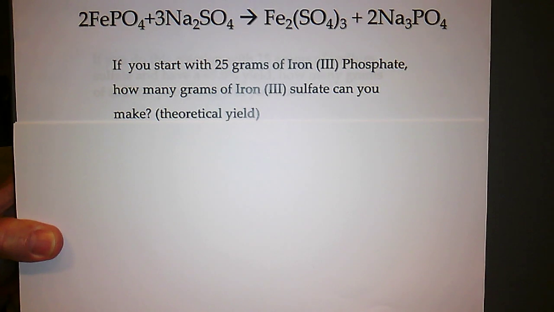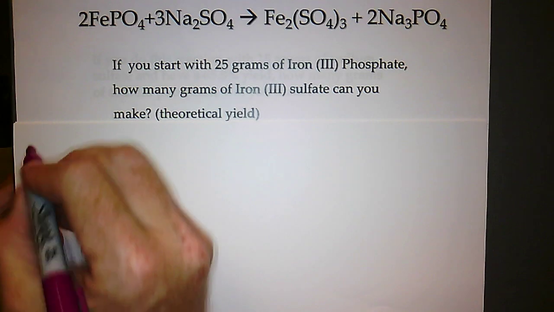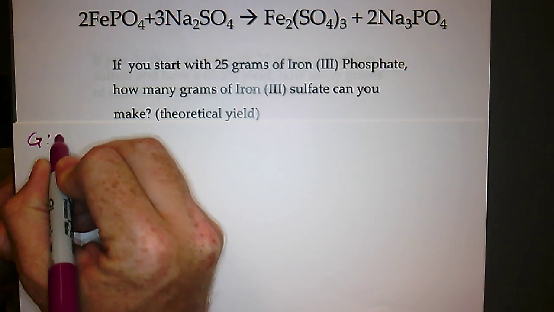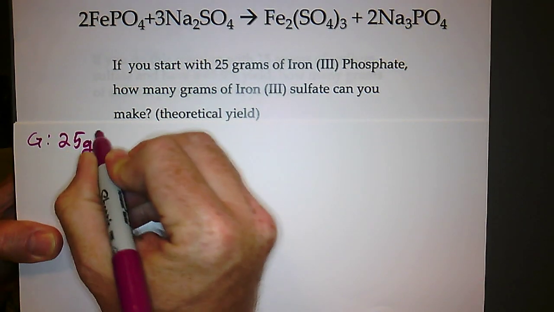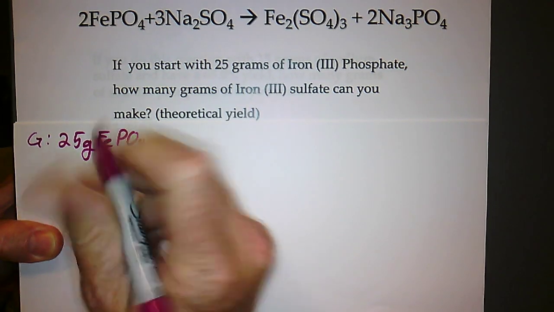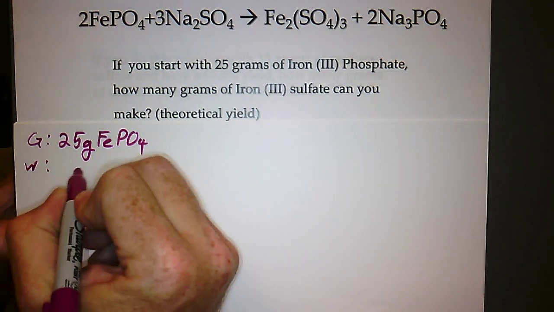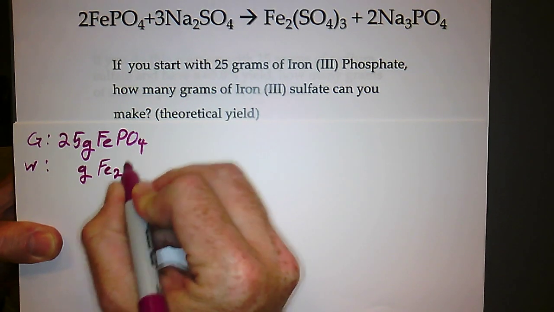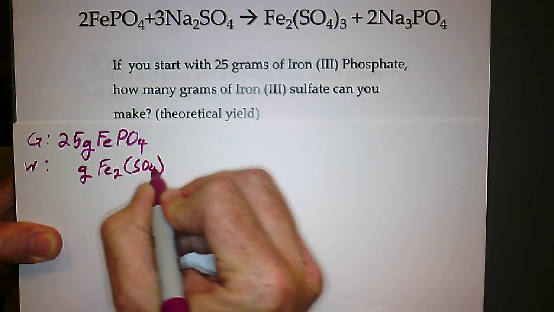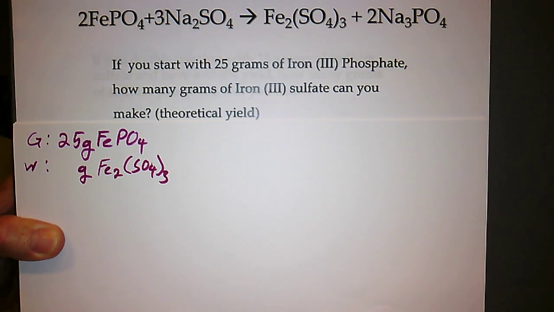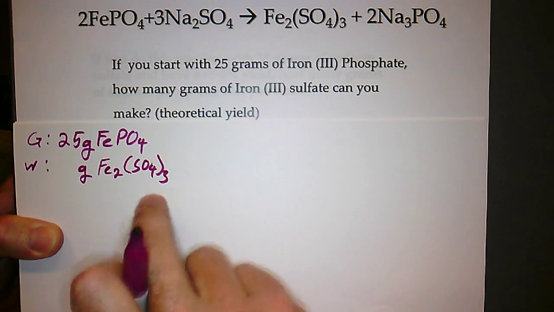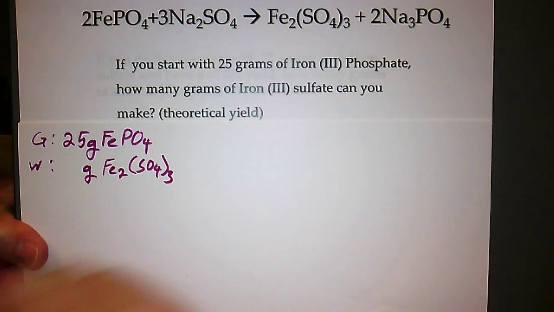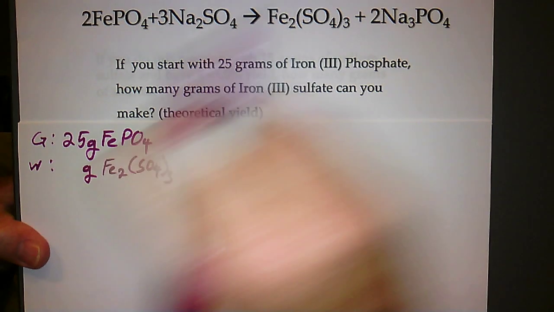Up here, which one's iron 3 phosphate? The FePO4. So our given is 25 grams FePO4. What do we want? Grams of iron 3 sulfate, which one's that? Yeah, the Fe2(SO4)3. And that's important because that's going to change its molar mass. I actually messed up when I was doing this example problem earlier and forgot to write down the 3 part there, and yeah, messed up my answer.